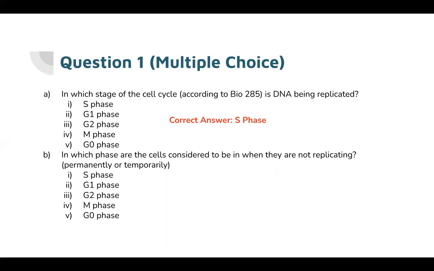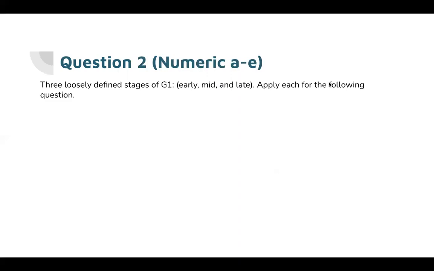Our second question is: in which phase are cells considered to be when they're not replicating, either permanently or temporarily? We define this in this class as G0. That's what a lot of your cells are doing right now. Not all your cells are dividing all the time; they have a latent period where they're just surviving. Question number 2: we have 3 loosely defined stages in G1, early, mid, and late. I want you to apply these to each of the following questions.